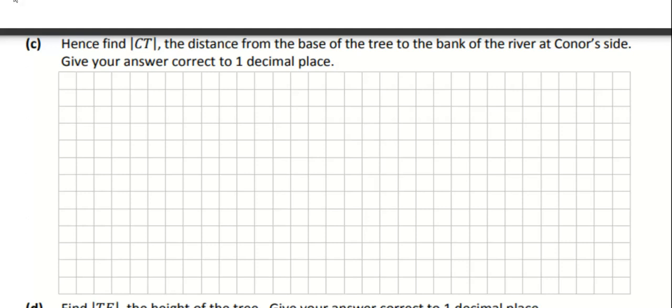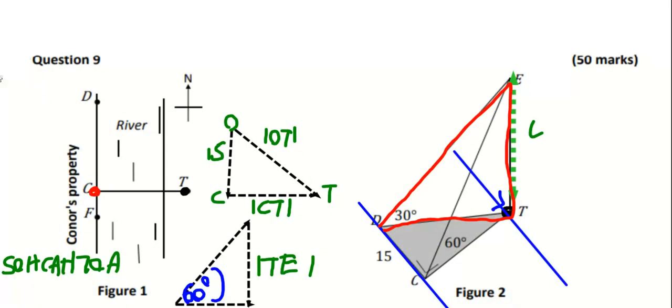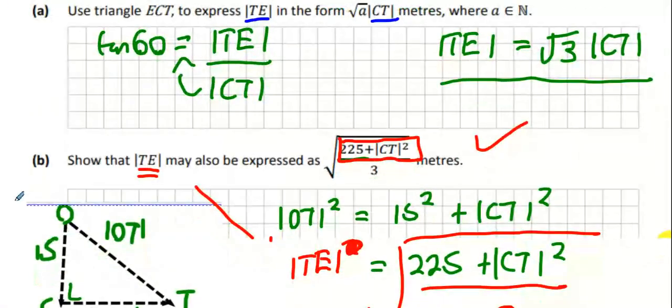Part 3. Hence find CT, the distance from the base of the tree to the bank of the river at Connor's side. Give your answer correct to one decimal place. Hence find CT. This is a difficult question.